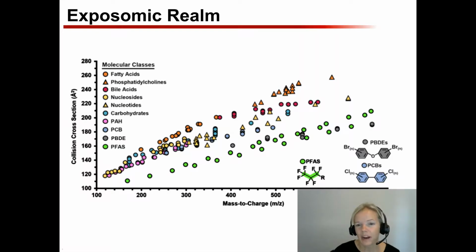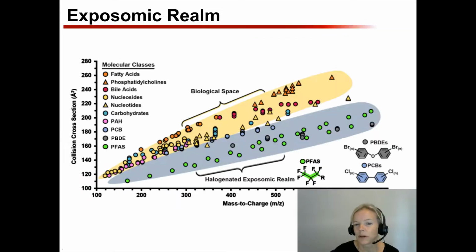And then if we add our PBDEs and our PCBs in there, we can also see that we get this exposomic realm again, where we have our halogenated exposomic molecules, but our PFAS, interestingly, have a lower slope than almost all of our other molecules, other than the PBDEs at the very high M/Z when we start adding lots and lots and lots of bromine to those PBDEs.